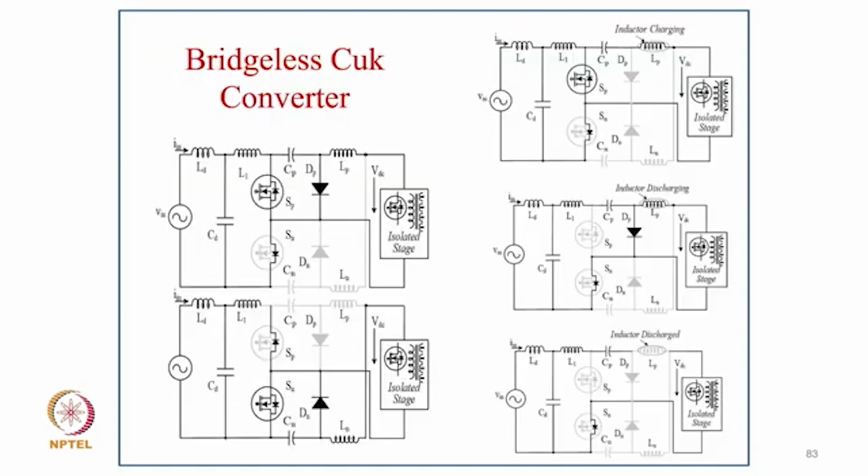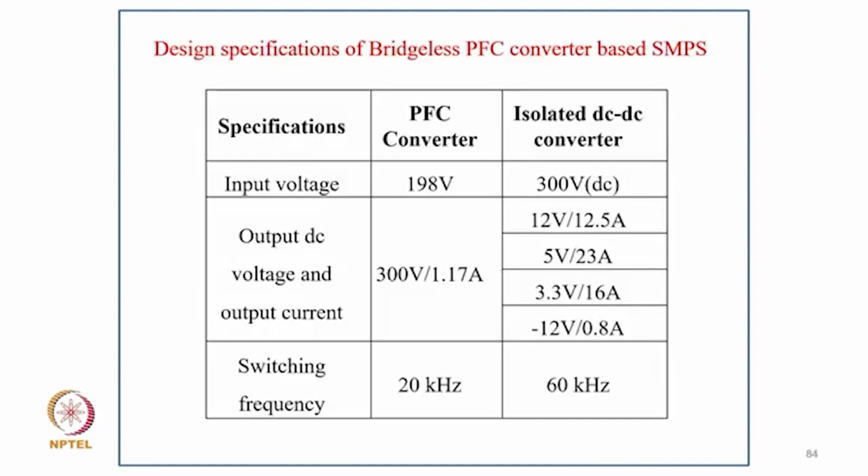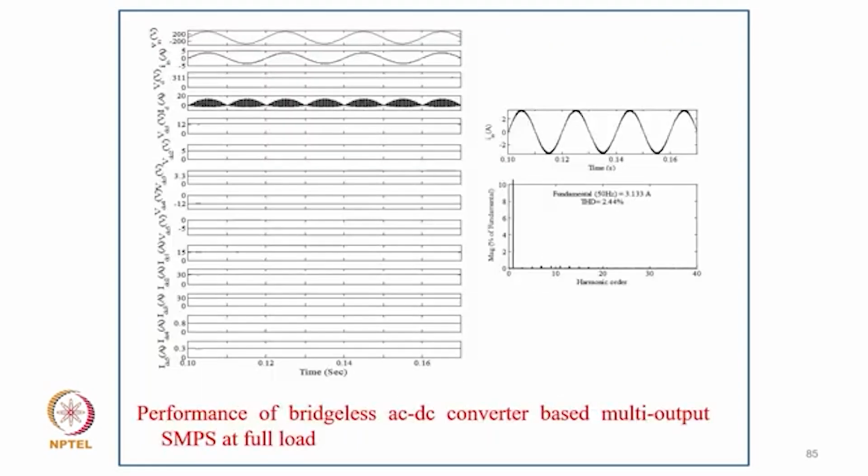And these are typically the modes. You can clearly see how the upper converter operates in all three modes, and then how the lower converter operates, so you get three modes for the upper converter and three modes for the lower converter. And these are again the supply specifications. And then these are the simulated results with multiple outputs.